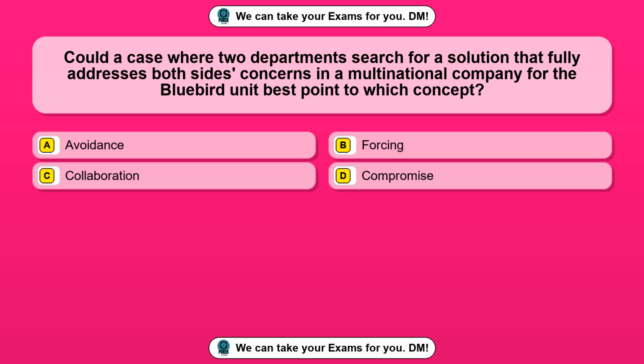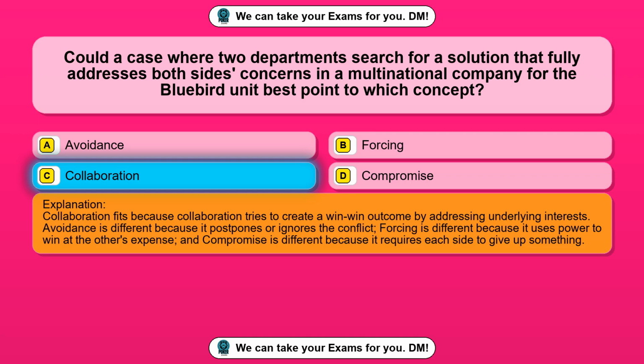Question 29. In a case where two departments search for a solution that fully addresses both sides' concerns in a multinational company for the Bluebird unit, which concept does it best point to? Option A, avoidance. Option B, forcing. Option C, collaboration. Option D, compromise. The correct answer is option C, collaboration.